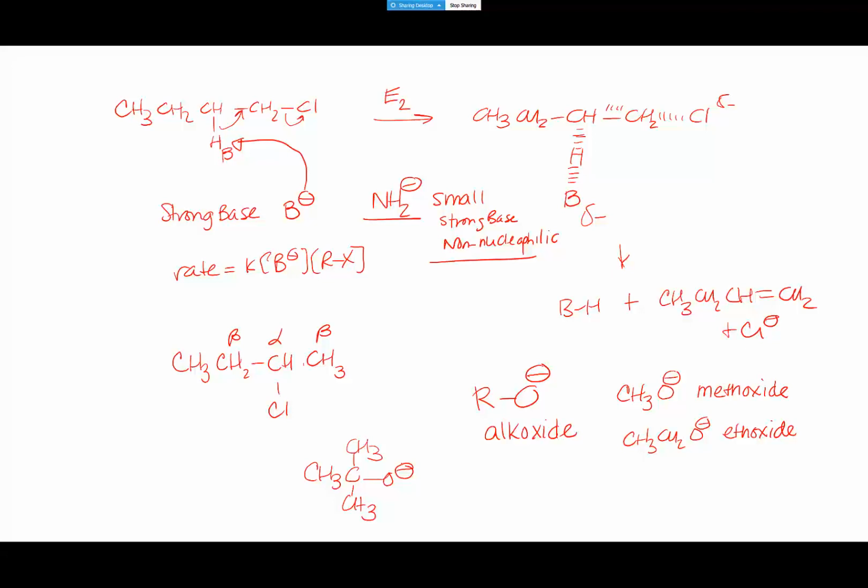And so the easiest one I could think of is to use what's called tert-butoxide. And tert-butoxide usually has a K+ on it. So this is potassium tert-butoxide. I'll usually use it without the potassium, but we might as well have this discussion.